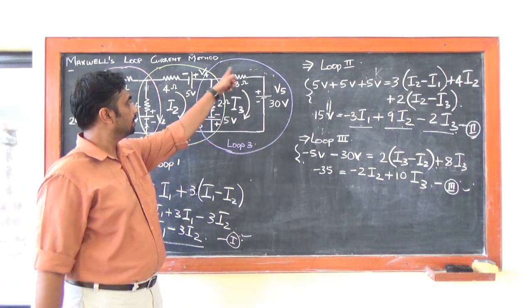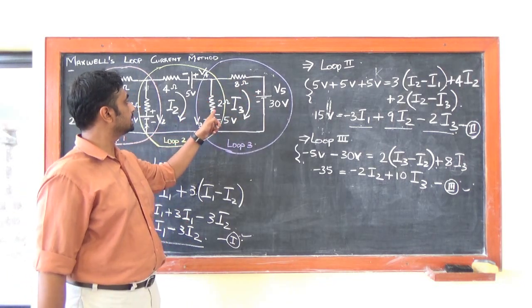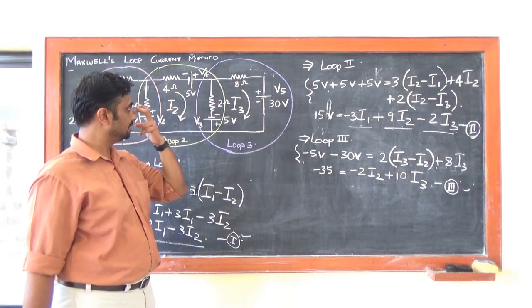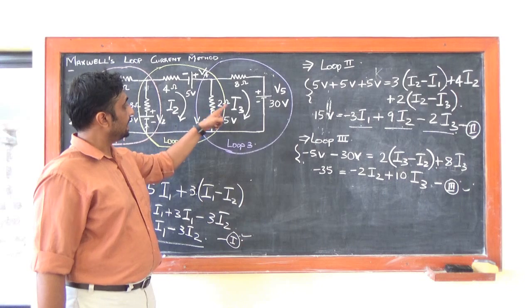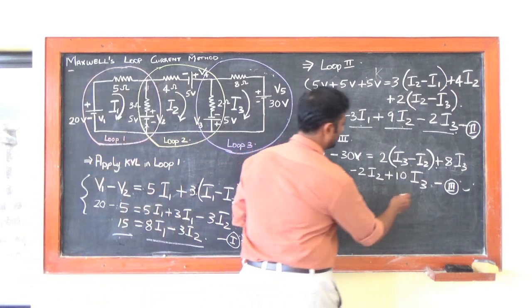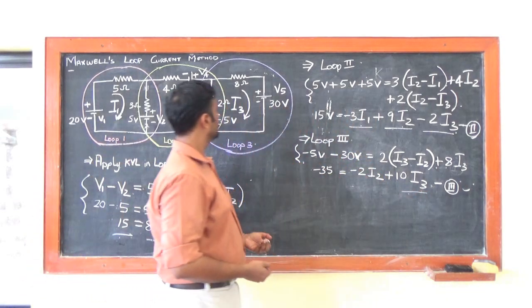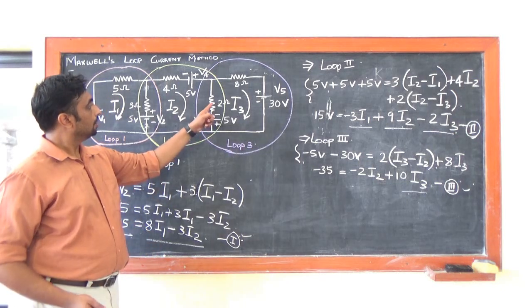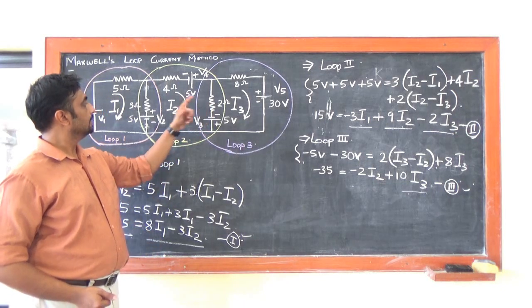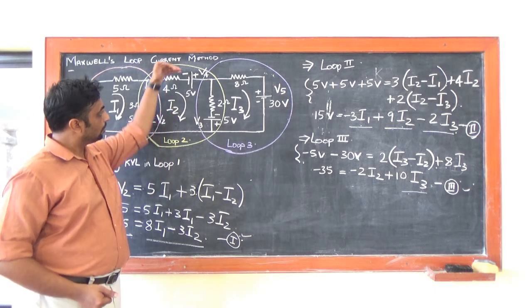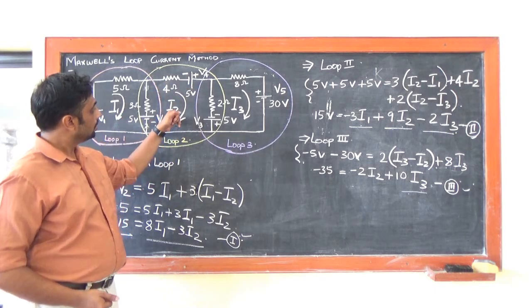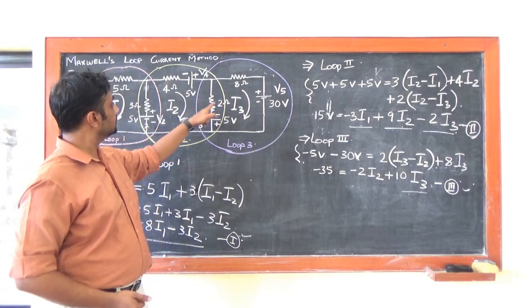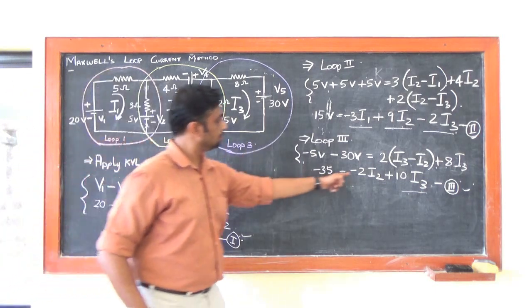particular loop where I3 is flowing, how many resistors are there? 8 and 2. So 8 plus 2 is how much? 10. So 10 I3. So I got my 10 I3 here. Now, what about this resistor? It is coinciding, or it is linked even with the loop current of I2. So we have minus 2 I2.